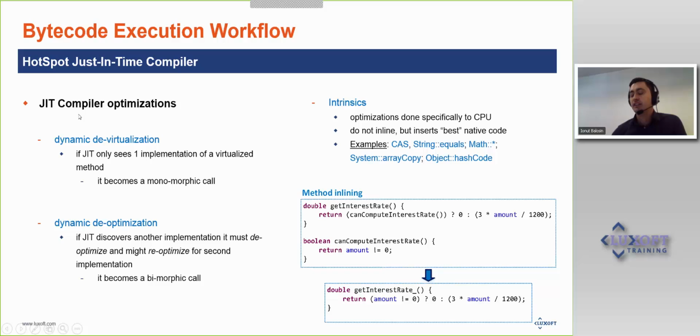Now let's see some of the just-in-time compiler optimizations, because we discussed how it works, but let's see what it does in fact. The just-in-time compiler does a bunch of optimizations. In these slides, I am going to present just a few of the more important ones. The first one is called dynamic devirtualization. In the server mode especially, the compiler loves to do this dynamic devirtualization.